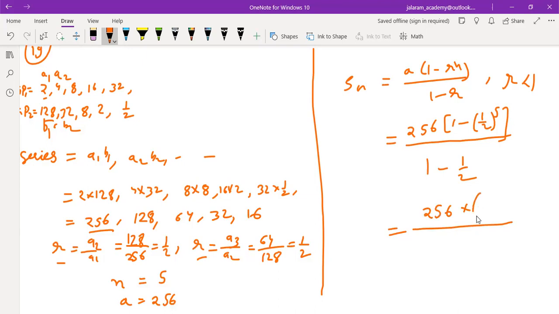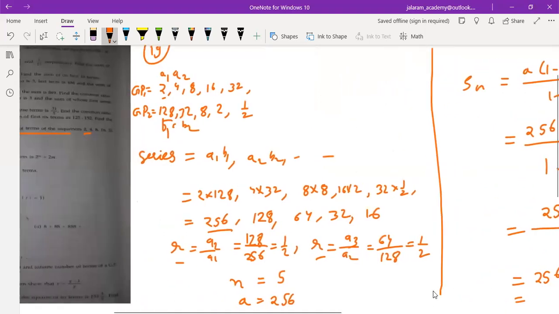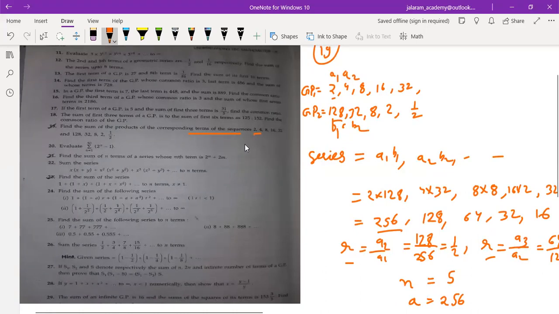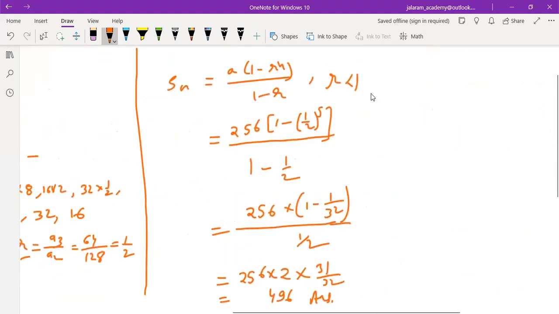equals 256 into 1 minus 1 upon 32 over half, equals 256 into 1 by 2 becomes 2 into 31 by 32, that is 16 into 31, 496 is the answer. So the sum to 5 terms of the series formed by the product of the given terms is also a GP, and its sum is 496.